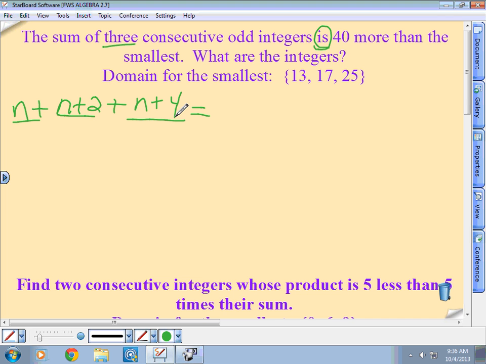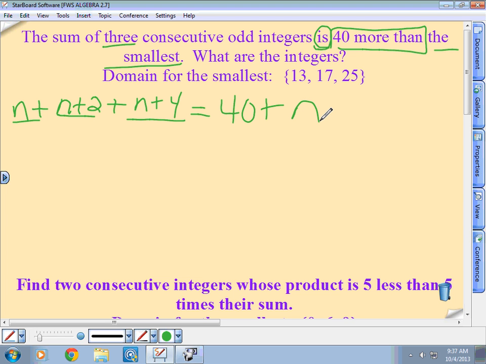Okay. And now, what is all that? 40 more than. Well, what does that mean? How do I write that in math symbols? Plus 40. So I'm adding 40 to something. And what am I adding it to? The smallest. Well, which of these 3 things was the smallest? N, n plus 2, or n plus 4? N. Good. Okay.